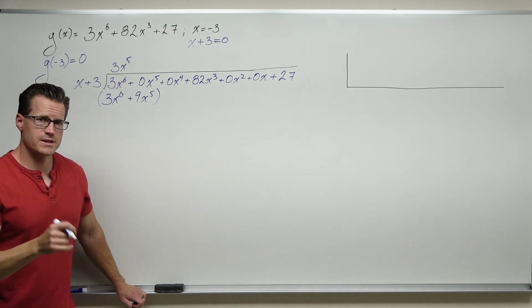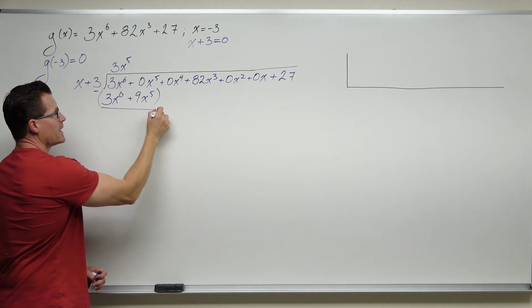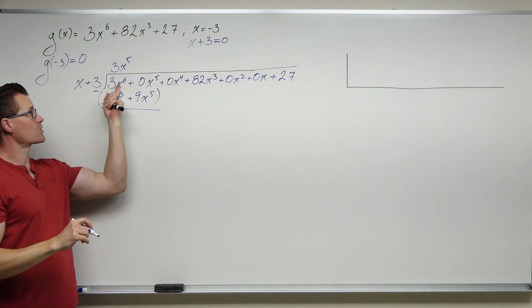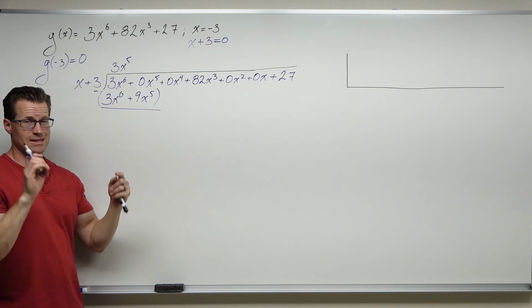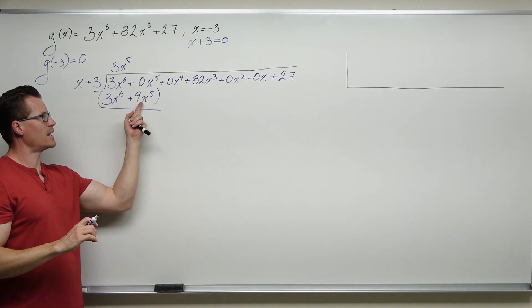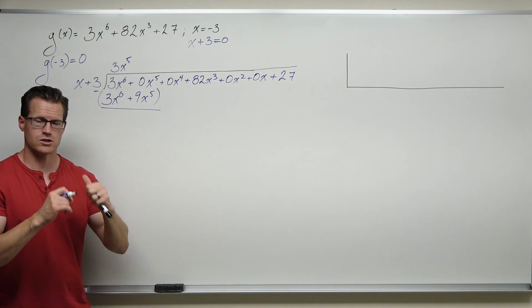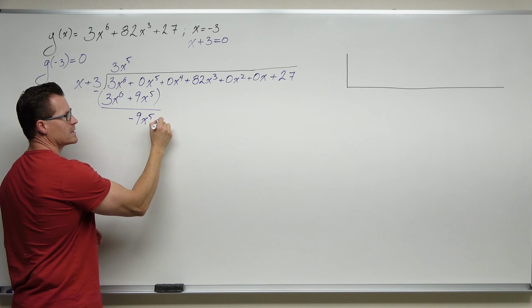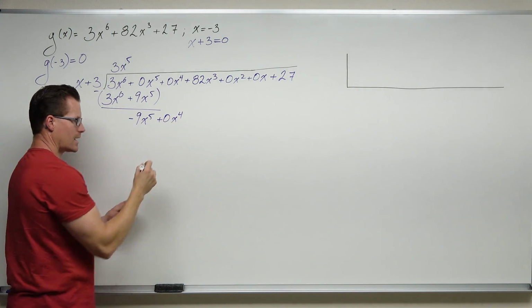Now, I always put parentheses around it because we're subtracting, and I know that when I'm subtracting polynomials, my signs change. So 3x to the 6th minus 3x to the 6th, that's 0. 0x to the 5th minus 9x to the 5th, not plus, minus, your sign changes. That's negative 9x to the 5th. And I bring down my 0x to the 4th, and I continue.